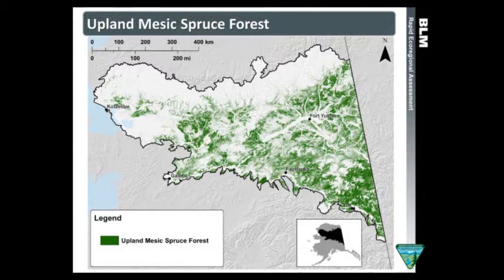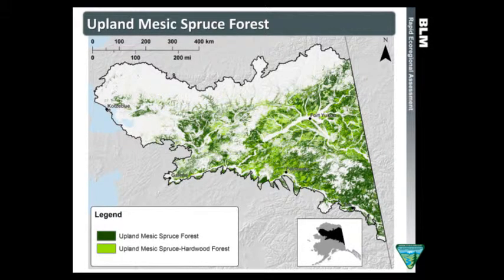And I think an interesting way to look at it is juxtaposing the spruce hardwood with the upland mesic spruce forest, so you can see some of that pattern where it seems like it's a little bit lower elevation where you have the spruce hardwood in the brighter green, and then the mesic spruce does tend to be a little bit more on the fringes of the forest distribution, and up here north of Tok and that kind of uplands between the Tanana and Yukon.